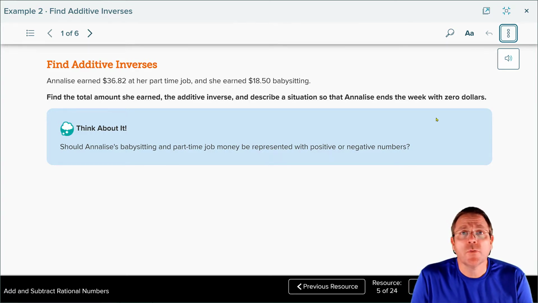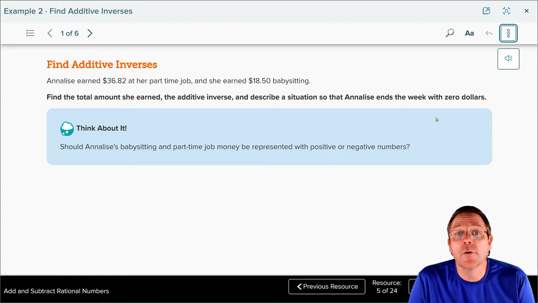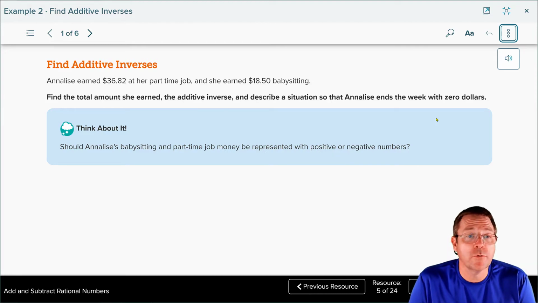Annalise earned $36.82 at her part-time job. She also earned $18.50 babysitting. Why we keep paying people to sit on babies? I don't get it. I don't understand. But find the total amount she earned, the additive inverse, and describe the situation so that Annalise ends the week with $0.